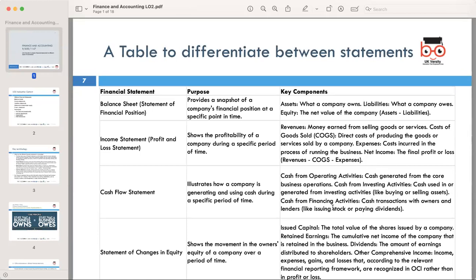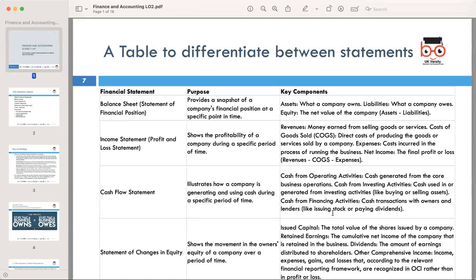So cash from operating activities represents the cash generated from the core business operations, such as cash received from customers or paid to suppliers. Then cash from investing activities. This category shows the cash used in or generated from investing activities like buying or selling assets such as property, equipment, or investments. Then cash from financing activities covers cash transactions between the company and its owners or lenders, such as issuing stock or paying dividends.